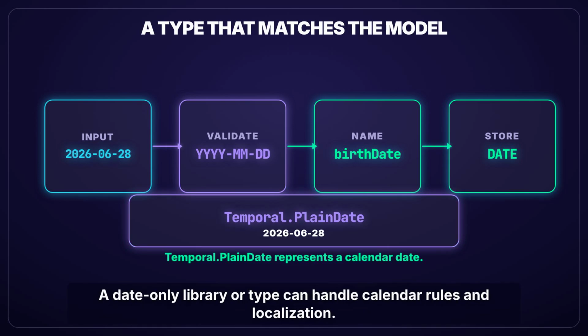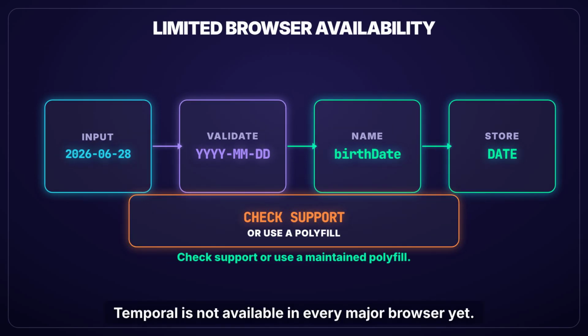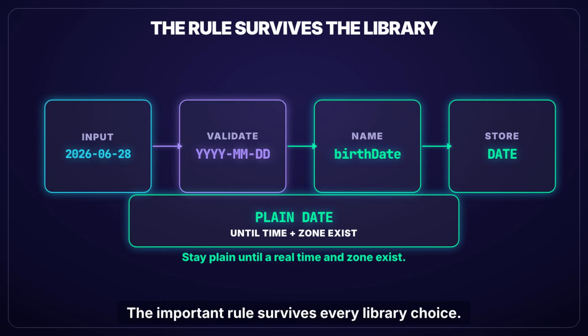A date-only library or type can handle calendar rules and localization. Temporal PlainDate fits this model. Temporal is not available in every major browser yet. Check support or use a maintained polyfill. The important rule survives every library choice. A plain date stays plain until a real time and zone exist.